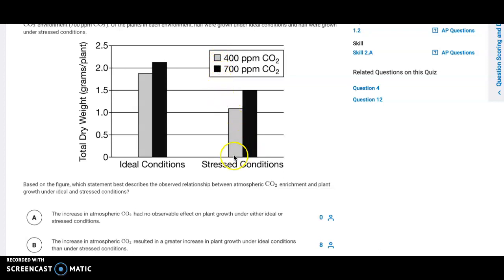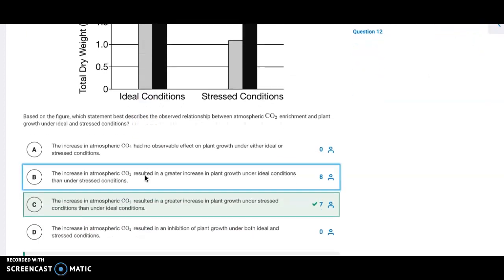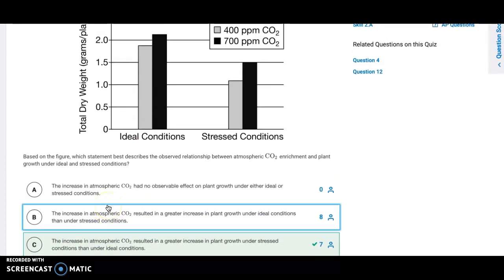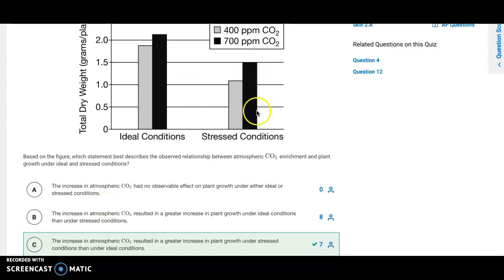which is the gray versus the black, and plant growth under ideal and stressed conditions. So it wants you to explain the whole thing. Now, the correct answer is that if you increase the atmospheric CO2, so that's the black line, it results in a greater increase in plant growth under stressed conditions, which it does, an increase of about 0.4, whereas the increase here is an increase of about 0.2.